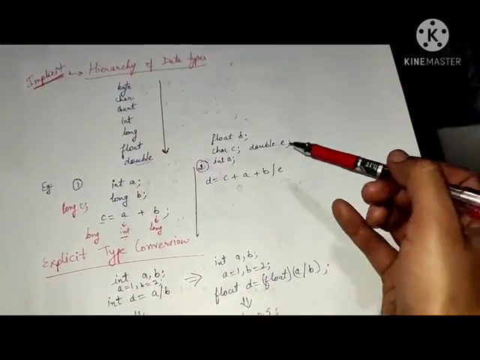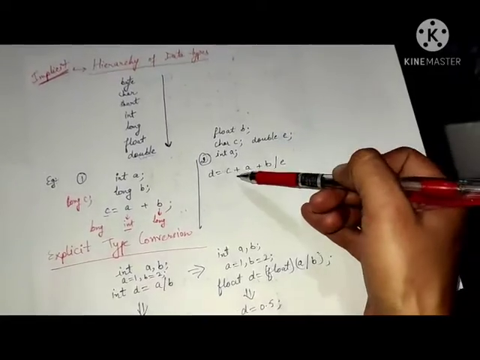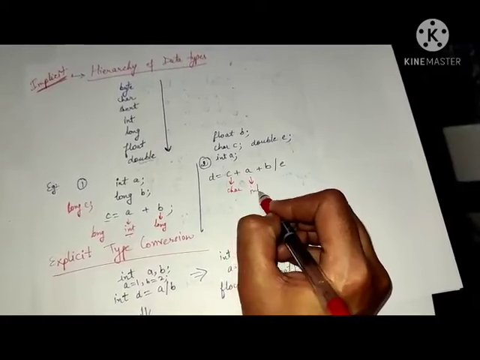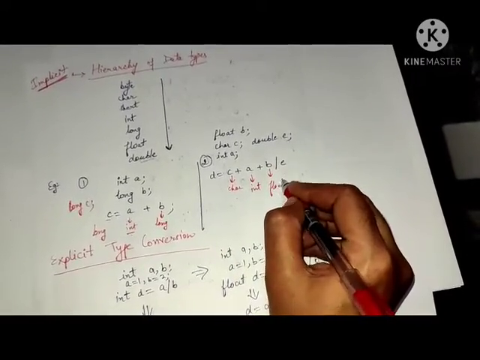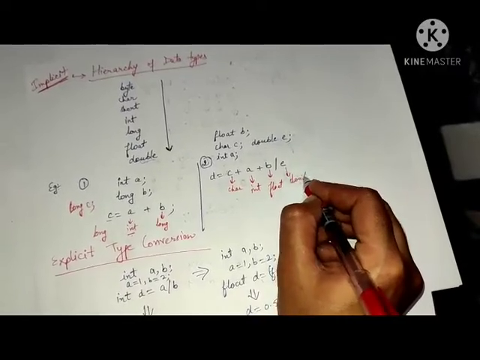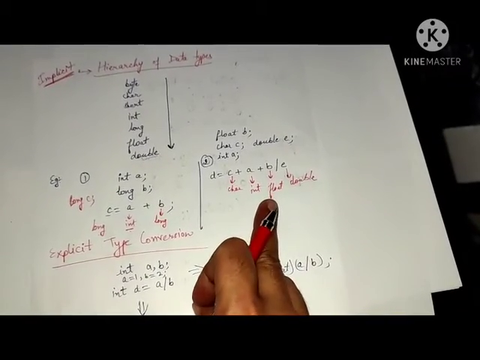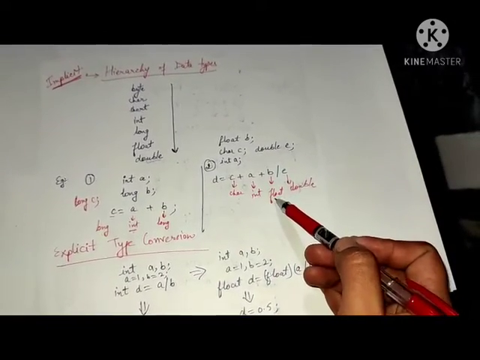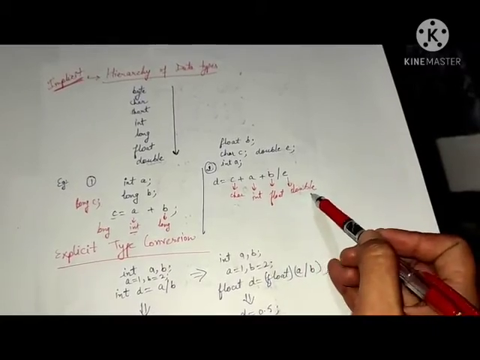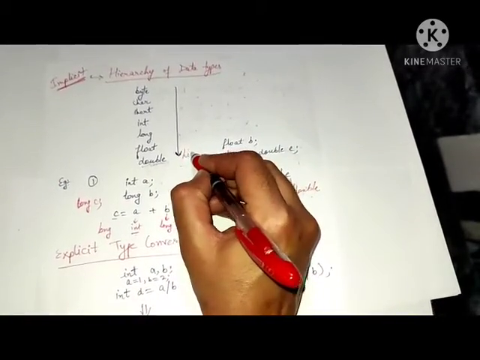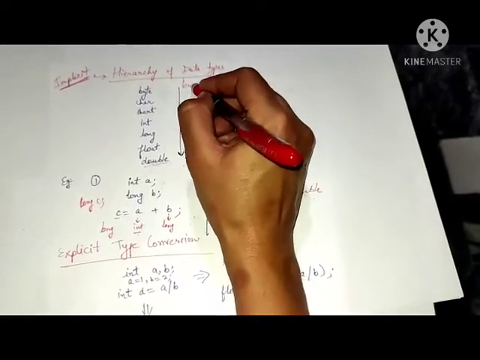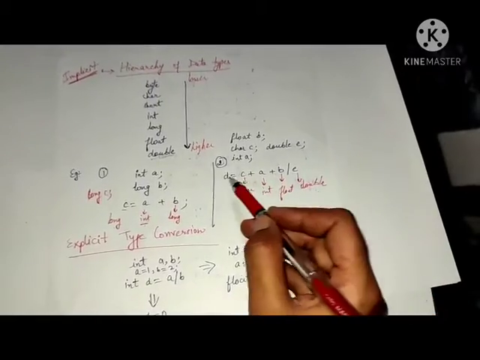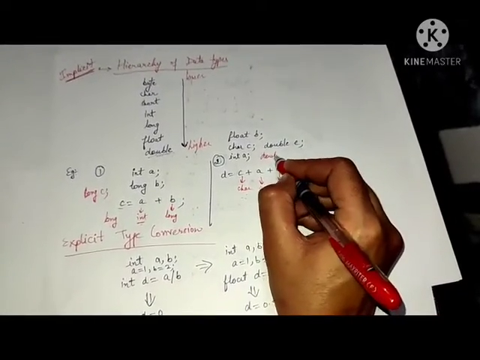Okay. Take another example. Here c is of char type, a is of int type, b is of float type, and e is of double type. There are four variables that are of different data types. So each and every data type is converted into the higher data type. Which one is higher from this? Double. Here the higher, here the lower. So these all are converted into double data type. So d should be of double data type.